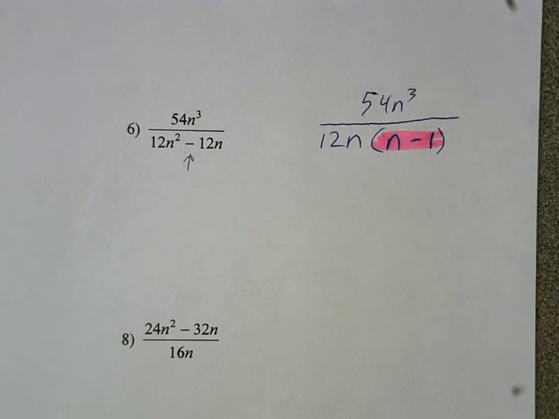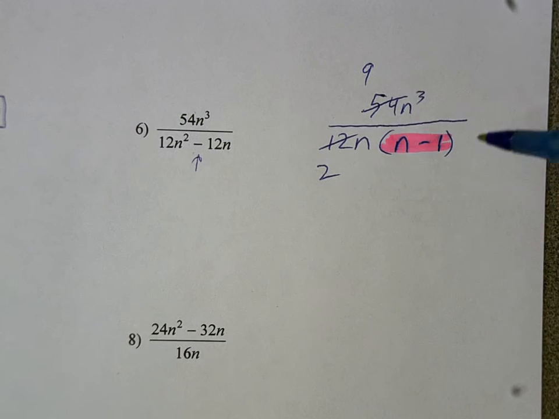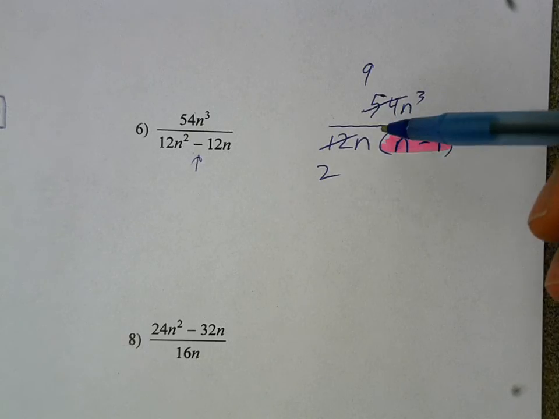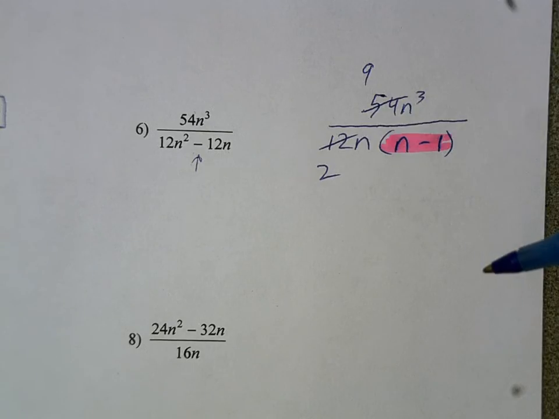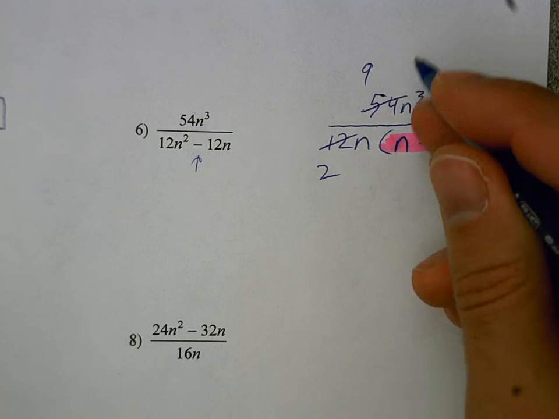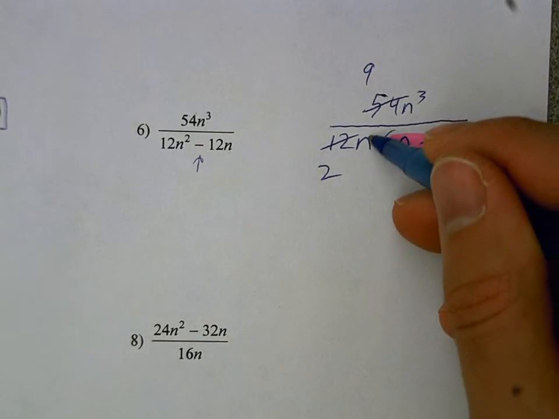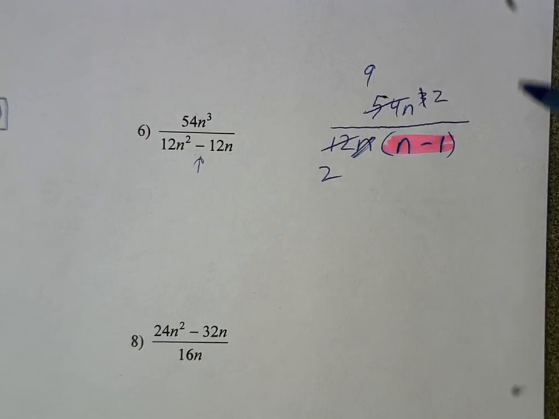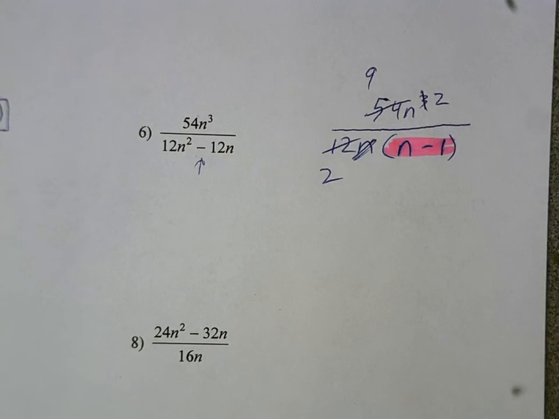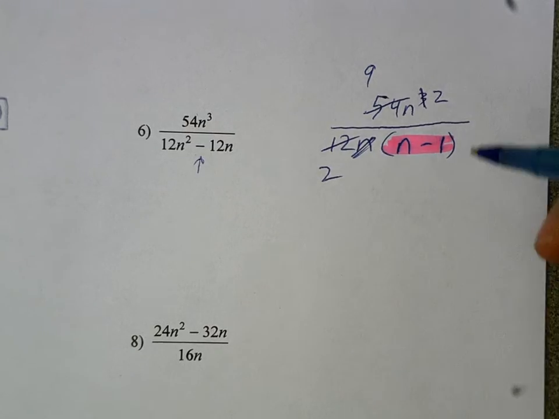6 goes into 54 9 times. 6 goes into 12 2 times. Is everybody clear that 9 and 2 don't have anything in common, so it doesn't simplify anymore? If you did just the 3 or just the 2, you would have been able to simplify a second time. So we've got 9 on the top, 2 on the bottom. We can also cancel out one of the n's on the bottom and one n on the top, which leaves us with n on the top. Is everybody following along?